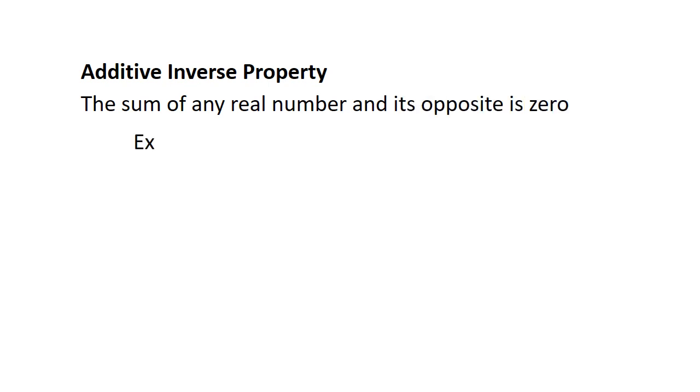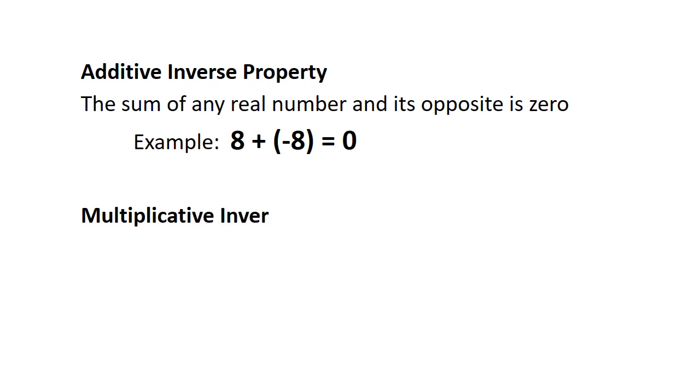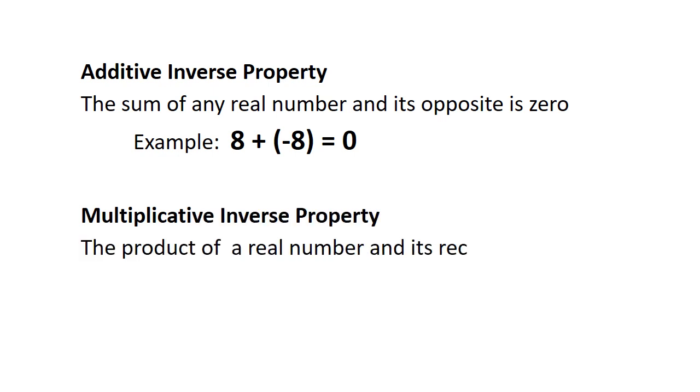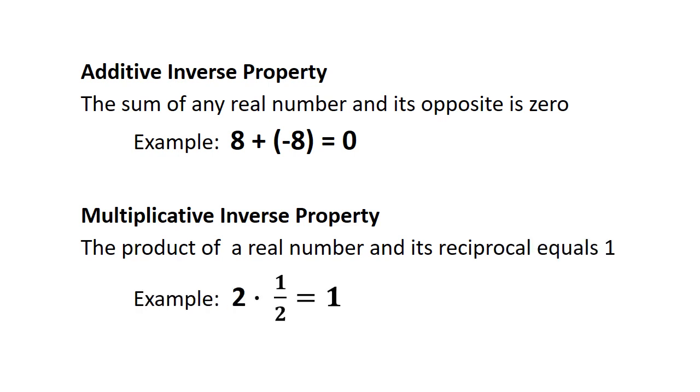Additive inverse property. If you add a real number and its opposite, you'll always get 0. Multiplicative inverse property. If you multiply a non-zero real number by its inverse or reciprocal, the product will always be 1.